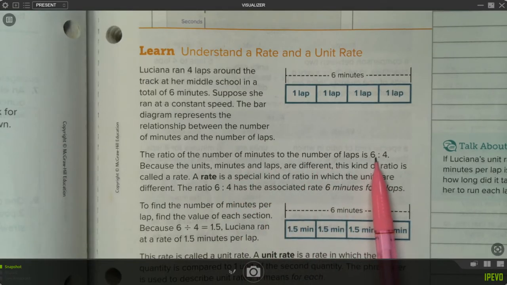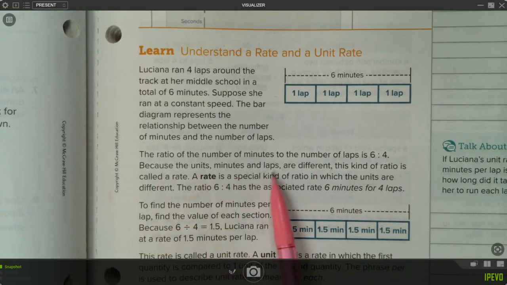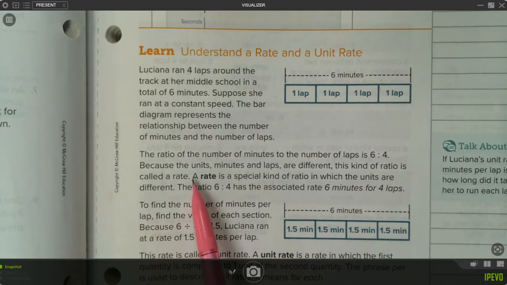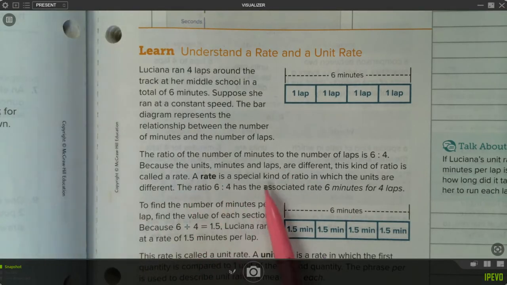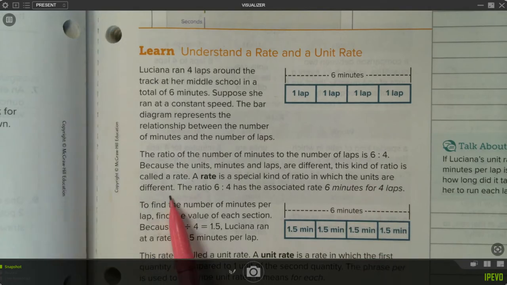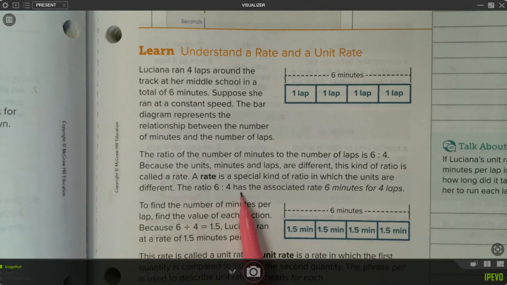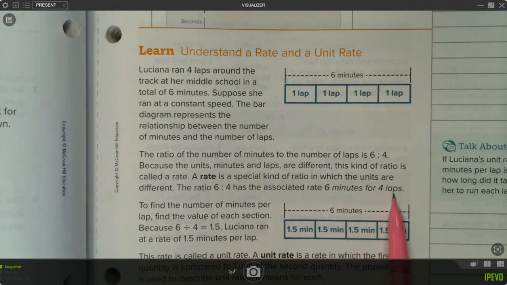Because the units, minutes and laps, are different, this kind of ratio is called a rate. A rate is a special kind of ratio in which the units are different. The ratio 6:4 has the associated rate 6 minutes for 4 laps. We can say it in a couple of different ways.